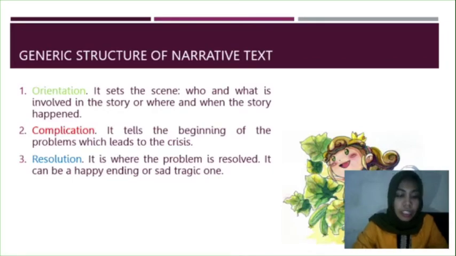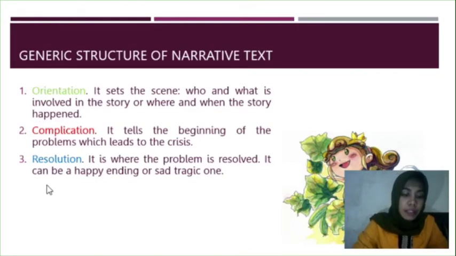In detail, there are: 1. Orientation. It sets the scene where and when the story happened. It also introduces the participants of the story. 2. Complication. It tells the beginning of the problem which leads to the crisis. Commonly, the problem appears due to one or more of three factors: natural conflict, social conflict, or psychological conflict.